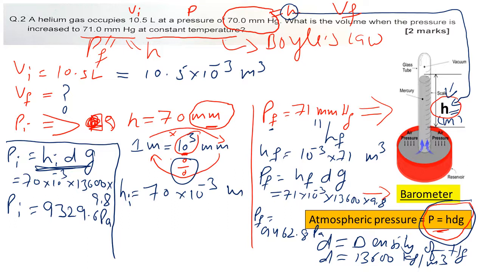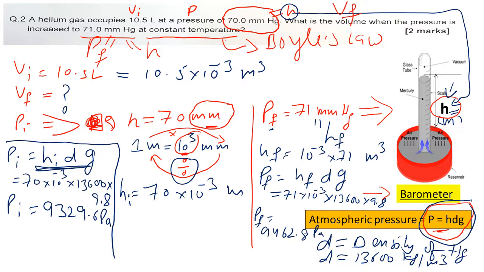This H is the value of this height, this one. So this is the height. This is not a pressure. This is the height, and this height you can take only in the unit of meter. So like this way. And so what is the volume?